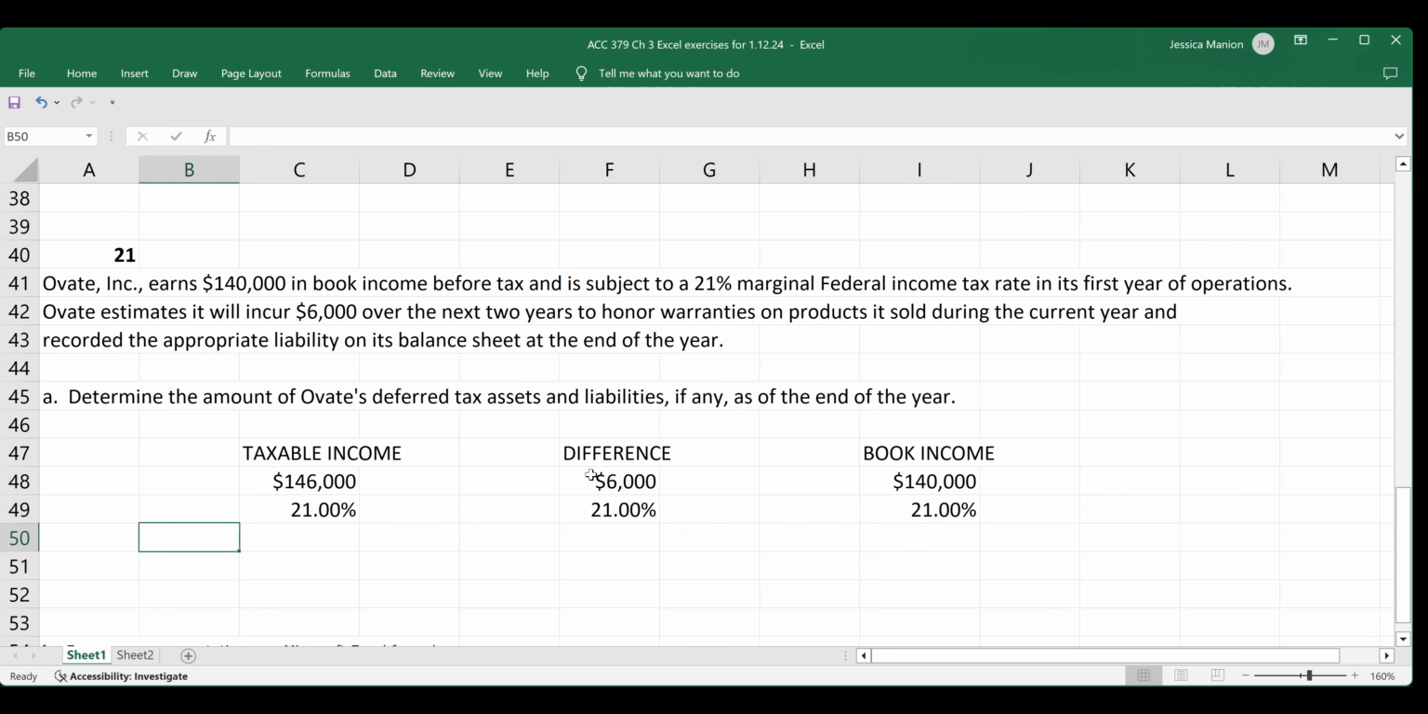All right, now 21% is our rate. And so we can do our math here, equals 146 times 21%. For our difference, 6,000 times 21%. And then for our book income, 140,000 times 21%.